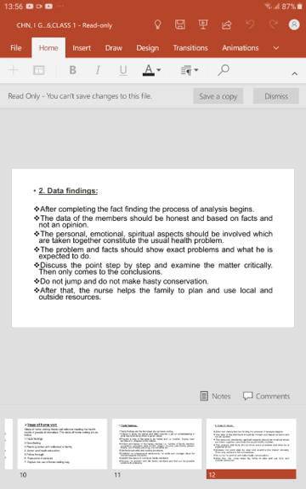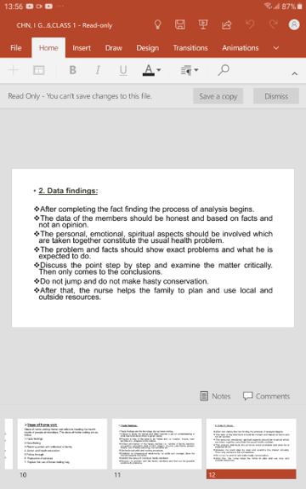Then do not charm and do not make harsh conversation. If the family members are rudely communicating, you should not get provoked. Make it a calm and quiet environment while you are speaking with the family.